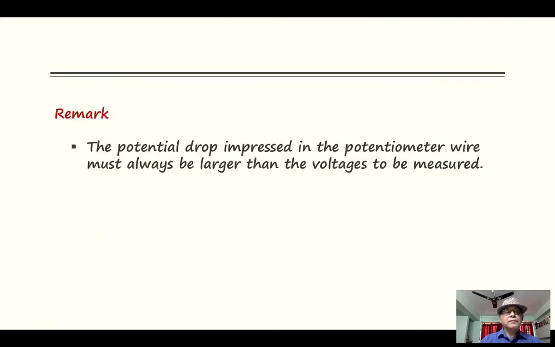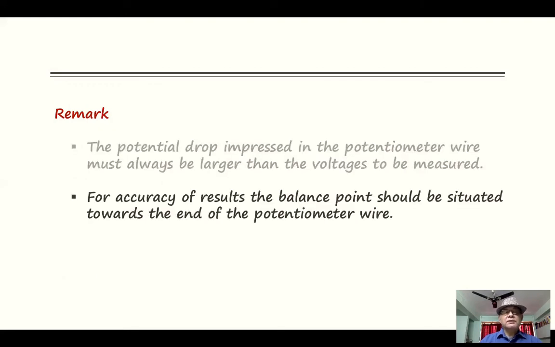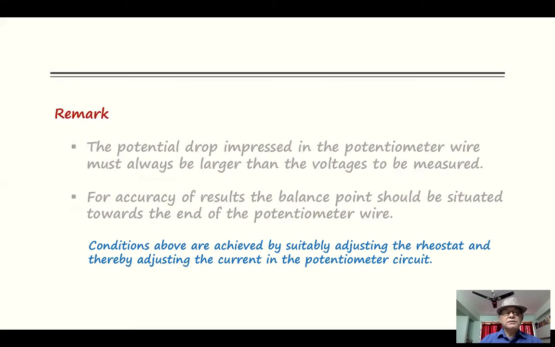Remark: the potential drop impressed in the potentiometer wire must always be larger than the voltages to be measured. For accuracy of results, the balance point should be situated towards the end of the potentiometer wire. Conditions above are achieved by suitably adjusting the rheostat and thereby adjusting the current in the potentiometer circuit.